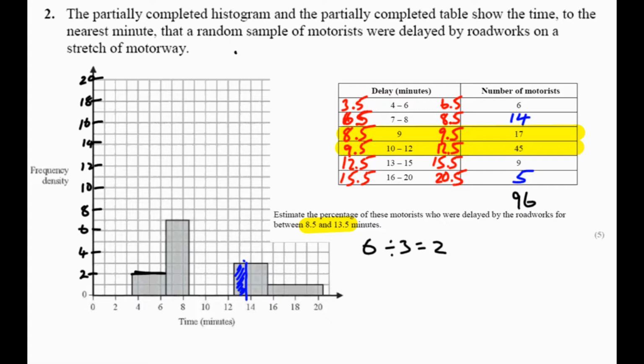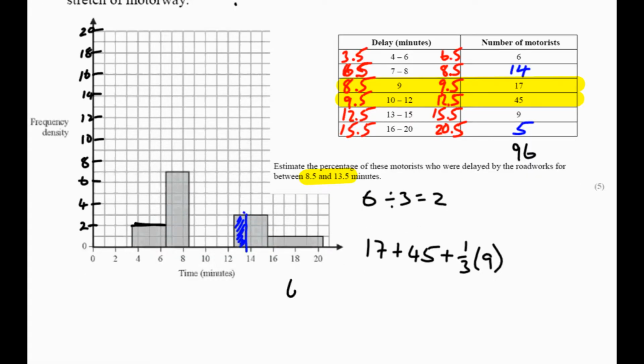So I'm going to need to find 17 plus 45 plus 1/3 of that 9, and I want to know what that is as a percentage of 96. Adding those together, I'm going to get 65, and so I'm looking at 65 over 96 as a percentage. We'll use the calculator to do that, and we're looking for 67.71%. So finding the frequency density, really thinking about what those class boundaries were going to be, and using those to find unknown areas allowed us to find out the amount of motorists that we were interested in, and therefore to find the percentage that responded to the question and will get us all our marks.